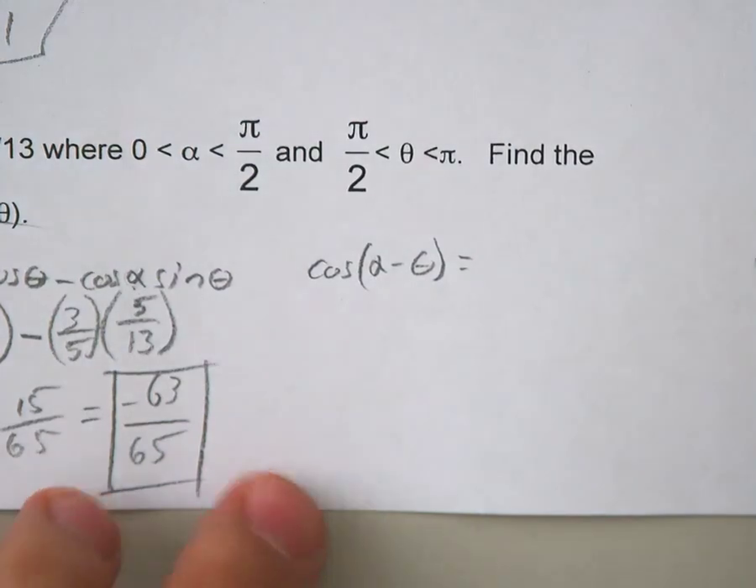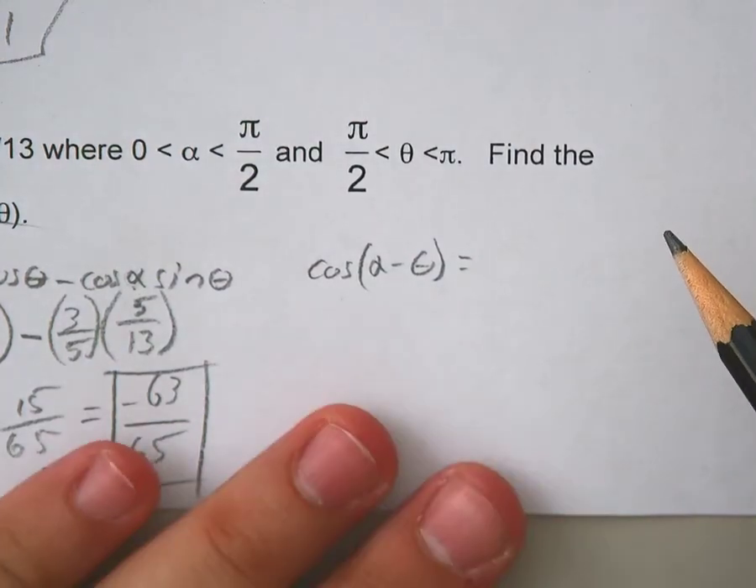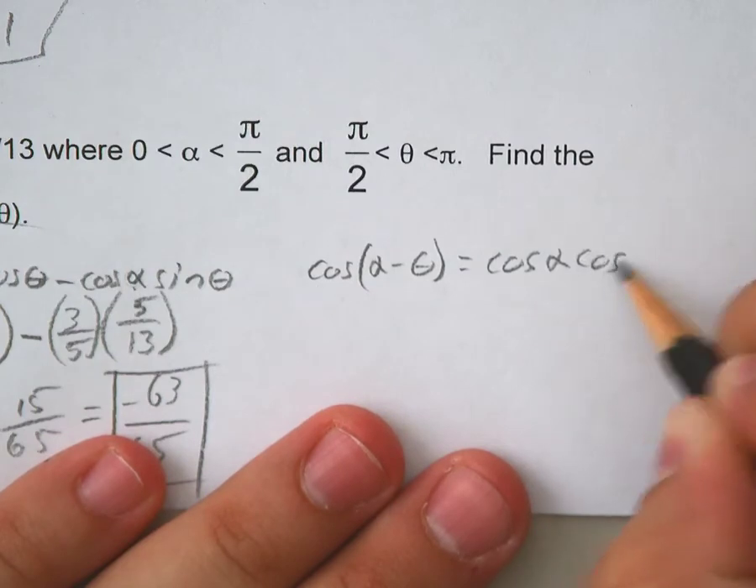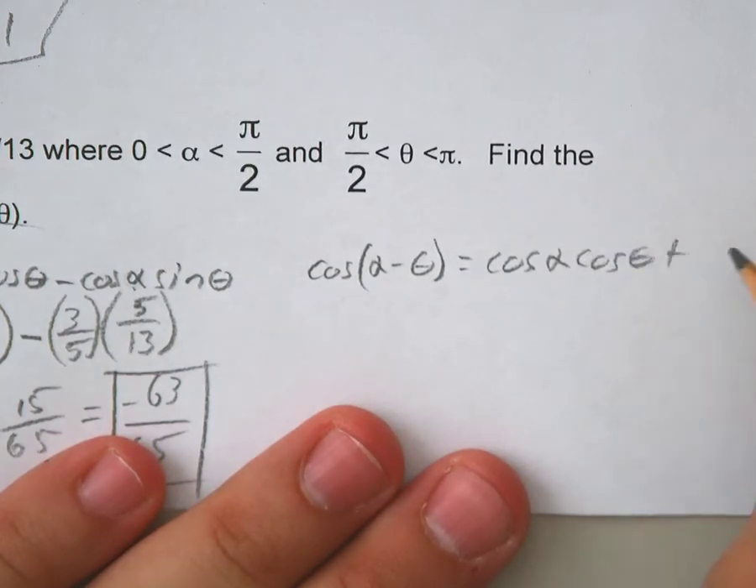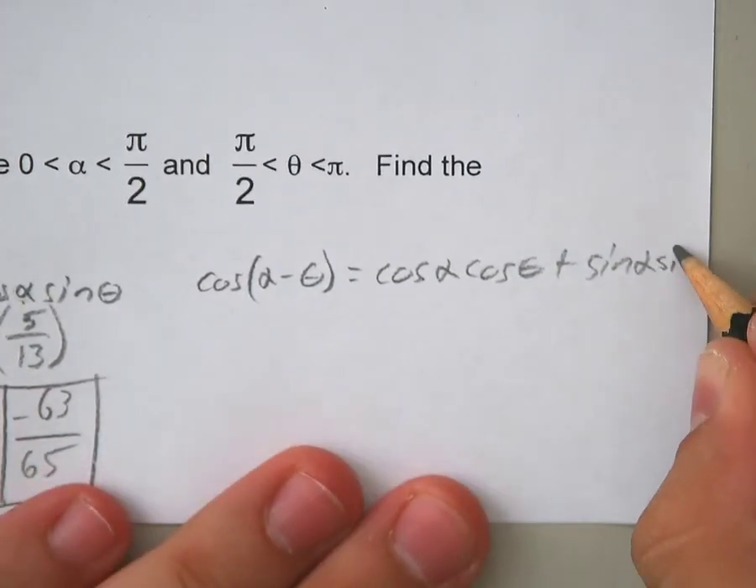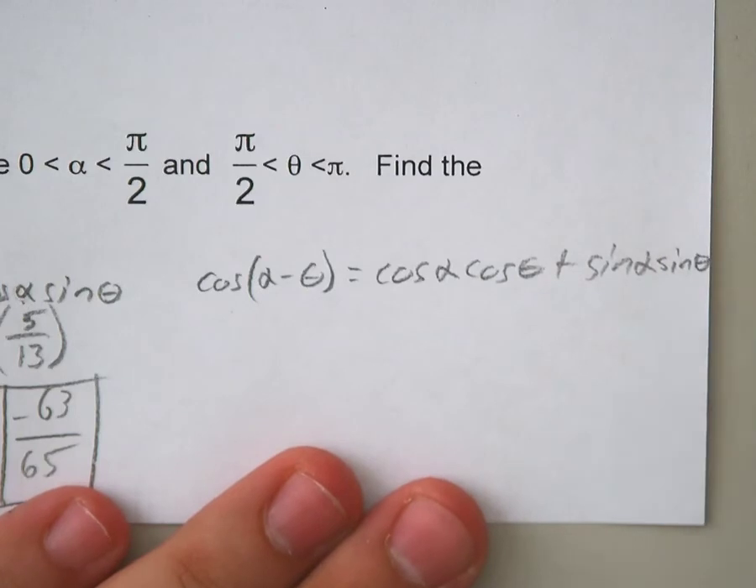I'm going to go to the top. Cosine of a minus b is cosine of alpha, cosine of theta, plus sine of alpha, sine of theta. I'm running out of room.